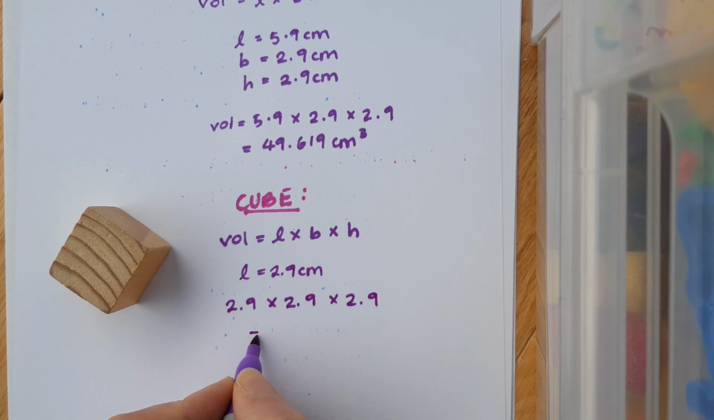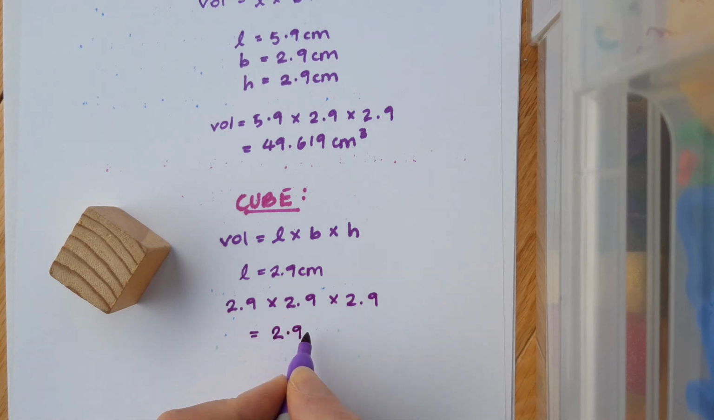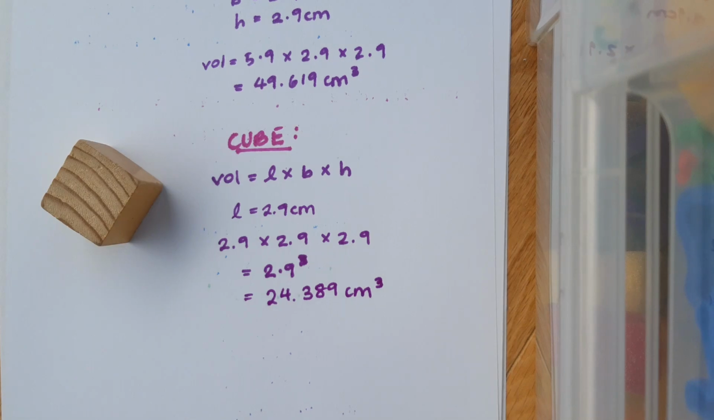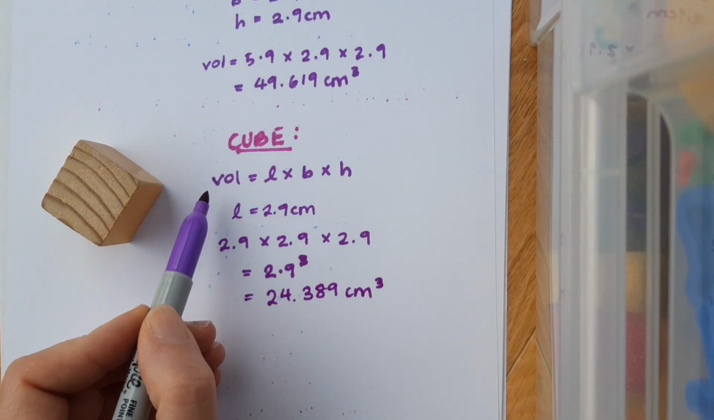Okay, so that could be written as 2.9, I should say, cubed. And so that's where the word for cubing comes from, because when you multiply a thing by itself 3 times, it's like you're finding the volume of a cube. So 2.9, and that is the power of 3, comes out as 24.389 centimeters cubed.